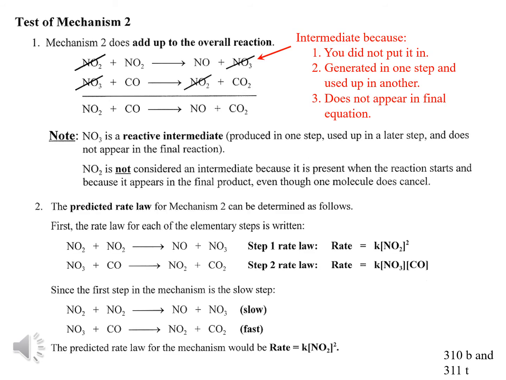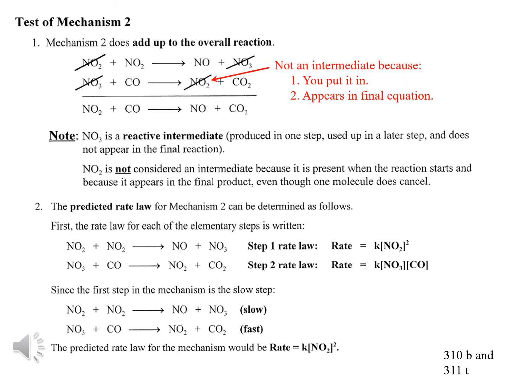Now we want to do the two steps for mechanism 2, and I wrote the steps here. If you add those two steps, they do add up to the overall reaction, but there's two things that cross out. NO2 is not considered an intermediate, so things are not an intermediate just because they cross out. They have to be generated in one step and used up in another. The reason why NO3 then is an intermediate is I didn't put it in. It got generated in one step, and then it got used up again, so it does not appear in the final equation. It's only in the interim part.